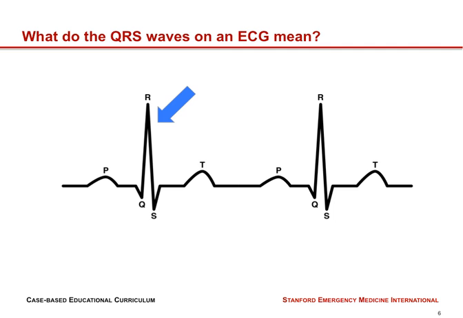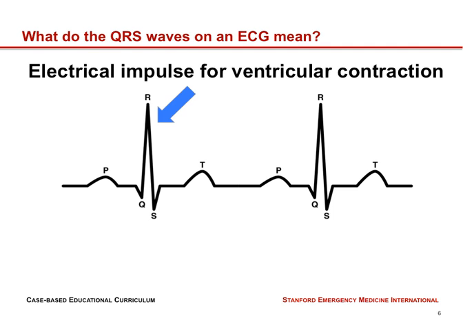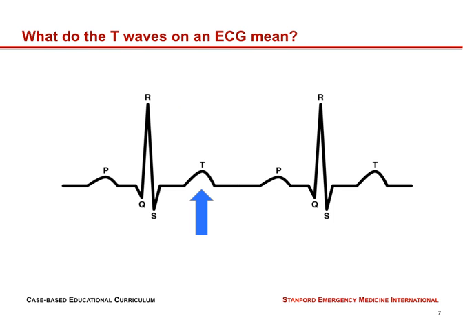The next complex is called a QRS complex. It is the narrow complex that is representing the electric impulse that drives ventricular contraction. So that's the contraction that pushes most of the blood out of the heart with every heartbeat. The last wave is called a T wave. Usually it's a little longer and a little taller than a P wave. A T wave represents ventricular repolarization.